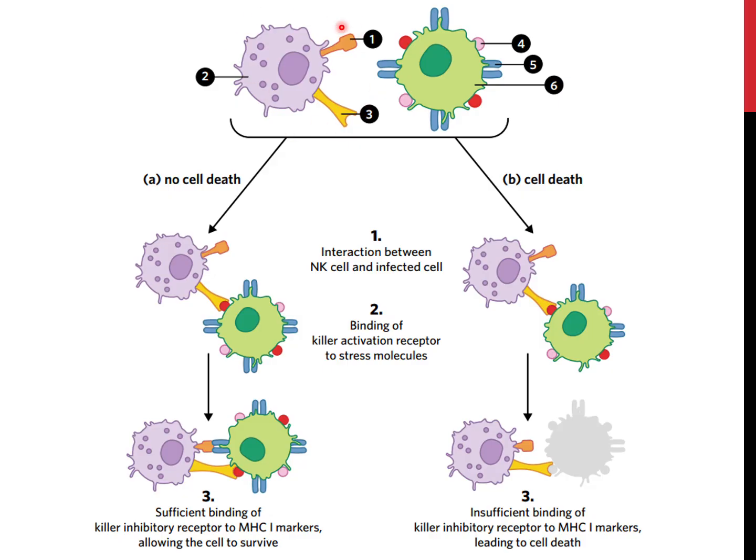What happens with the NK cells is that they will check for MHC1 markers as well as this killer inhibitory receptor. All right, if that connects, that is a self cell. If that doesn't connect, that cell is going to be destroyed.